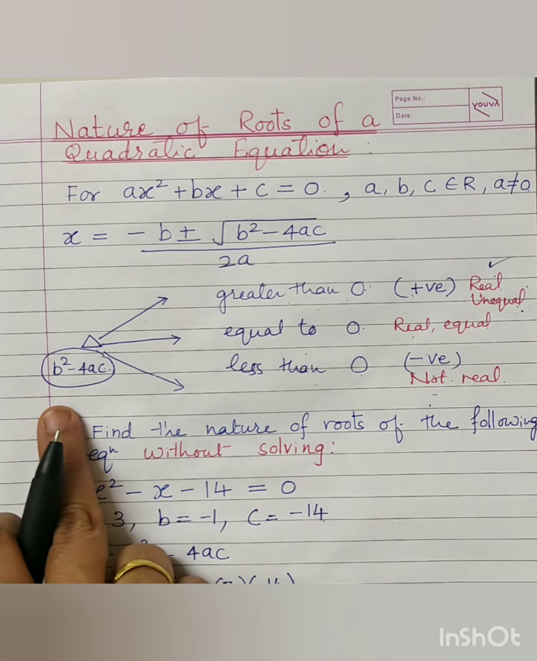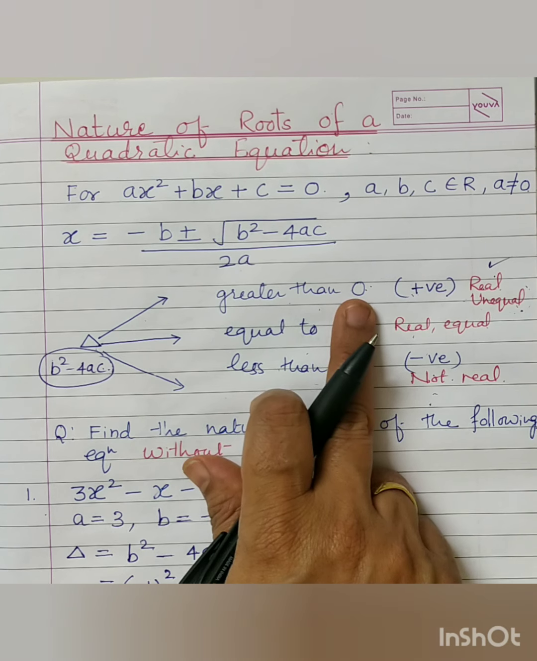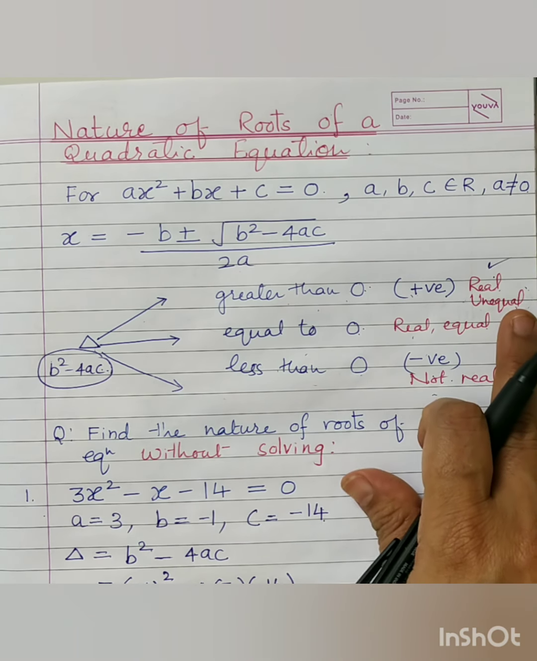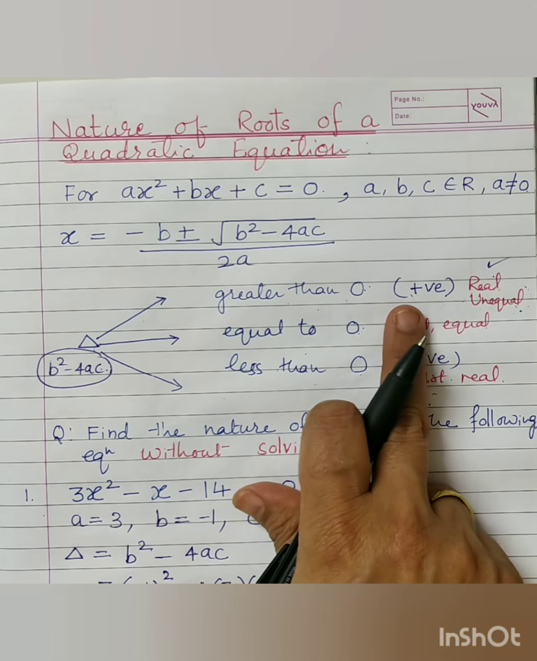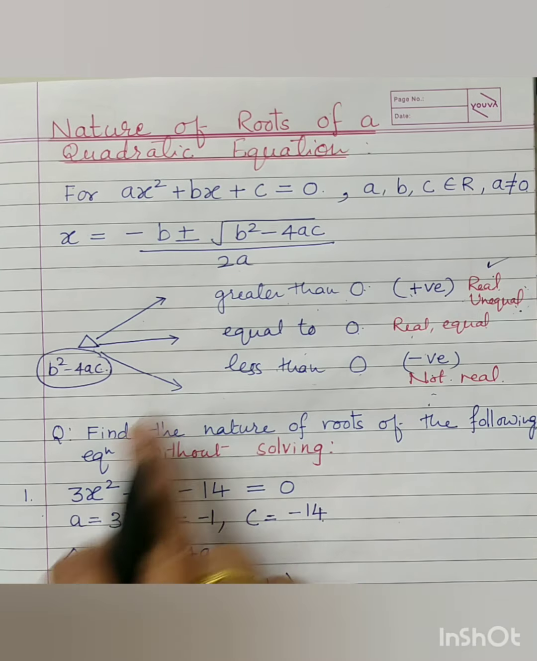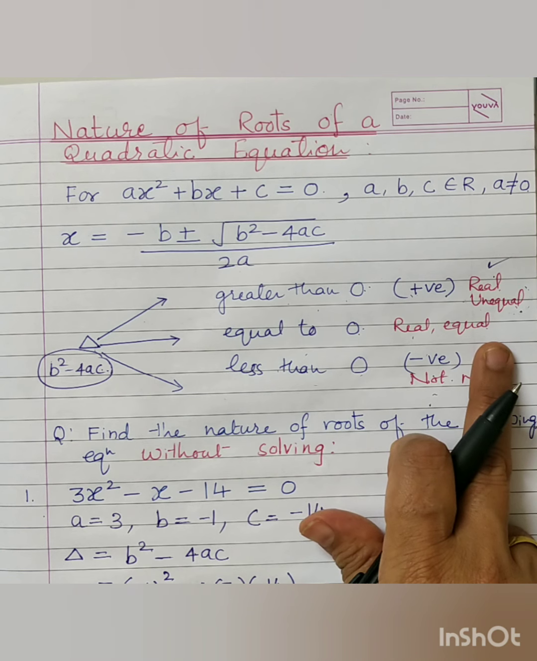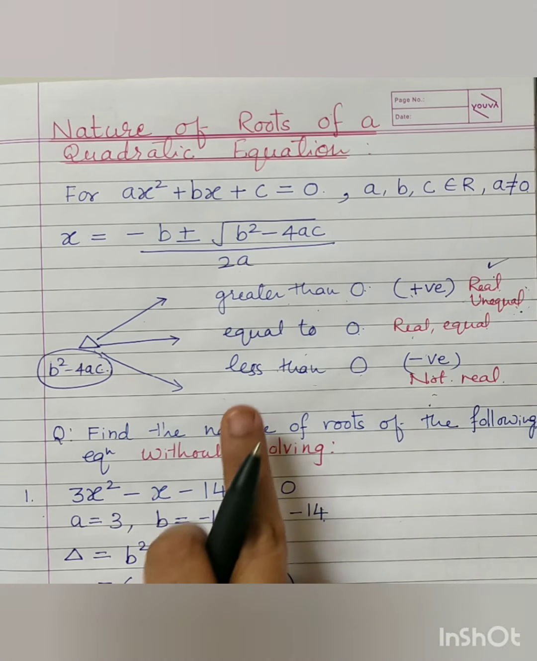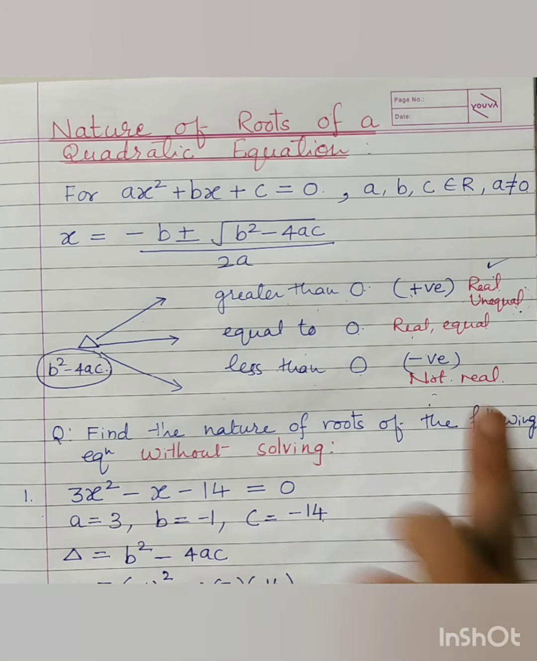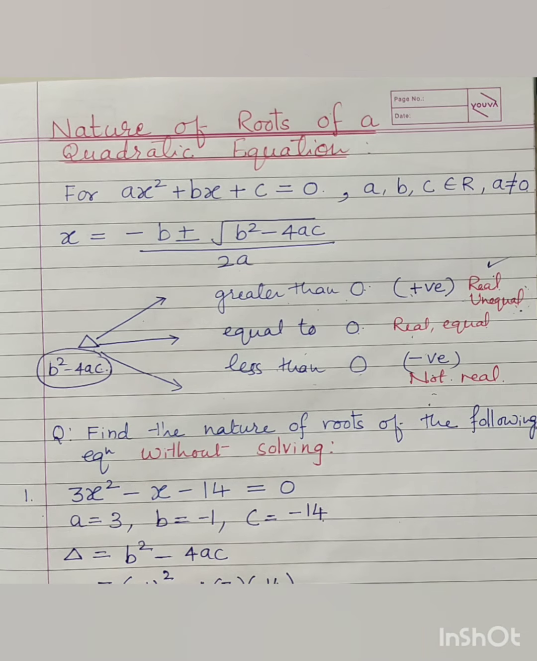Learn it by heart. Delta, if greater than 0, how do you understand? Positive number. Roots will be real and unequal. Depending on whether this positive value is a perfect square or not, roots will be rational or irrational. Equal to 0, roots are again real but equal roots. No plus minus changes. If it is less than 0, then we do not have real roots. That is, roots are imaginary. Solve more questions of this pattern.